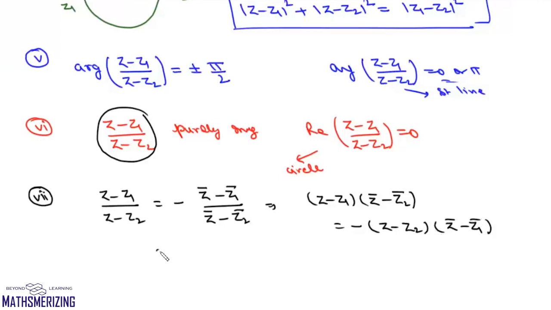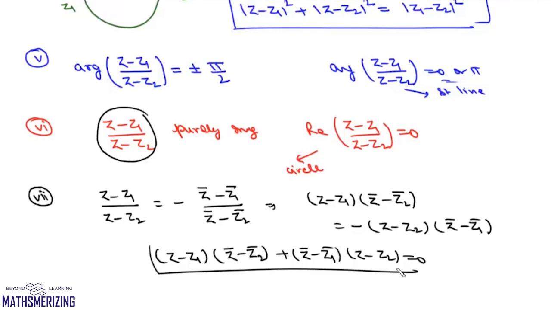Now we take everything on the left hand side, we can write (Z minus Z1) into (Z bar minus Z2 bar) plus (Z bar minus Z1 bar) into (Z minus Z2) equals 0. So this equation again will represent the equation of a circle whose end points of diameter are Z1 and Z2. Now this eighth equation is not the equation of a complete circle, but basically the equation of a portion of a circle.